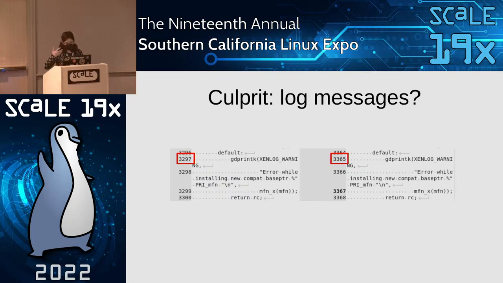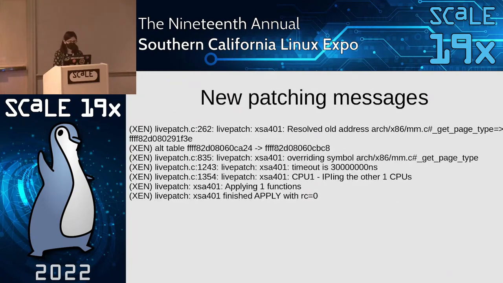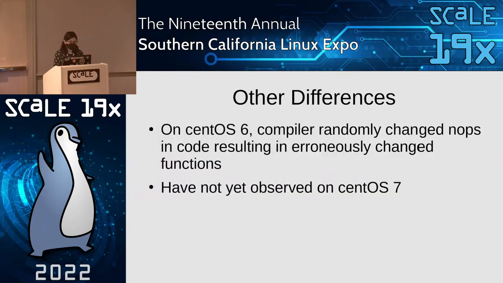But having fixed my formatting and my new object dump, I had just the one function patched, and it successfully applied. And so we've generated a live patch for Zen.